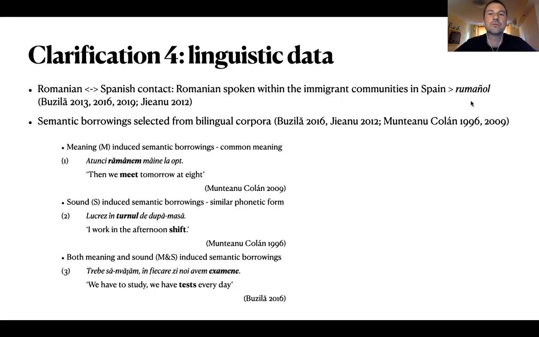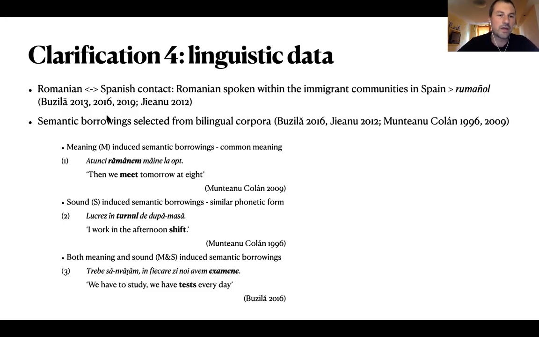This so-called Romagnol has been researched by several authors, and by selecting only those cases of semantic borrowings from all those corpora, I created my own corpus for this analysis. And in that corpus, we can identify 3 types of semantic borrowings, which is in line with what has been identified in the literature so far.